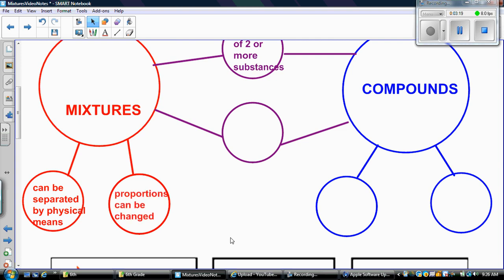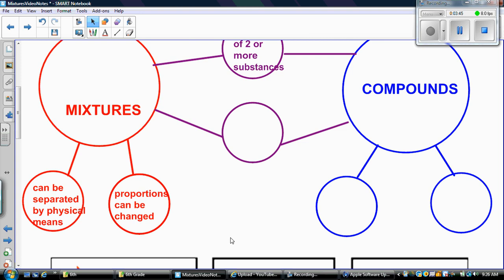In mixtures, proportions can be changed. For example, lemonade is a mixture. Some of you like to add a lot of sugar to your lemonade, so you like a strong lemonade mixture or solution. Some of you might not like a lot of sugar in your lemonade, so you like a smaller amount, so it's not as strong. It's a weaker lemonade solution. So in mixtures, the proportions are not fixed. You can change them up depending on what you like.